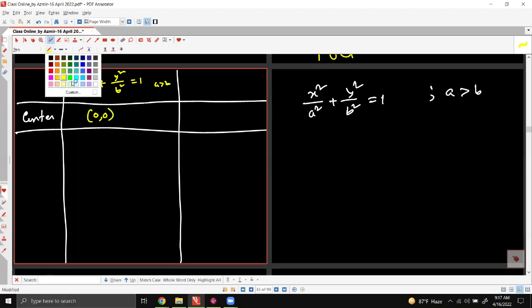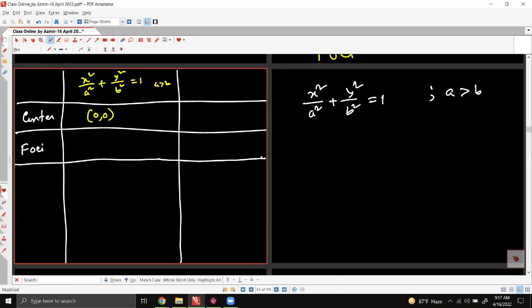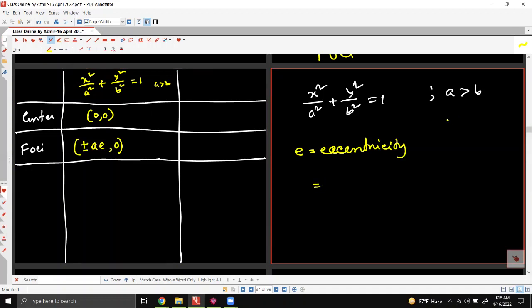Then the foci. There are two foci of an ellipse. So the foci will be at (plus minus AE, 0). So what is E? E is the eccentricity. For an ellipse, E is less than 1 but greater than 0.